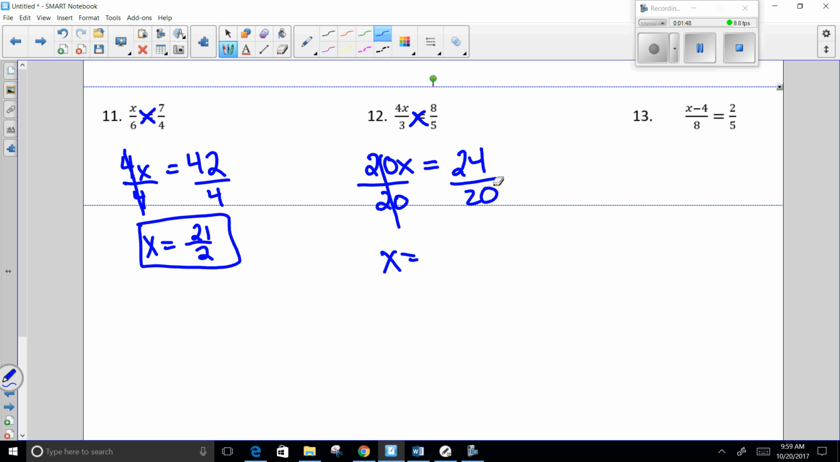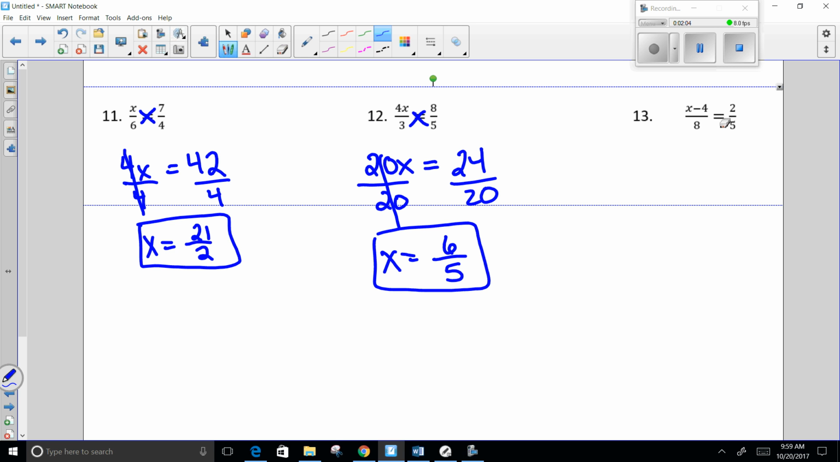The calculator will reduce that for you. If you can do it by yourself, both of those have a factor of 4. Divide out a 4 of 24 and you get 6. Divide 20 by 4 and you get 5, and that is the fraction in reduced form.